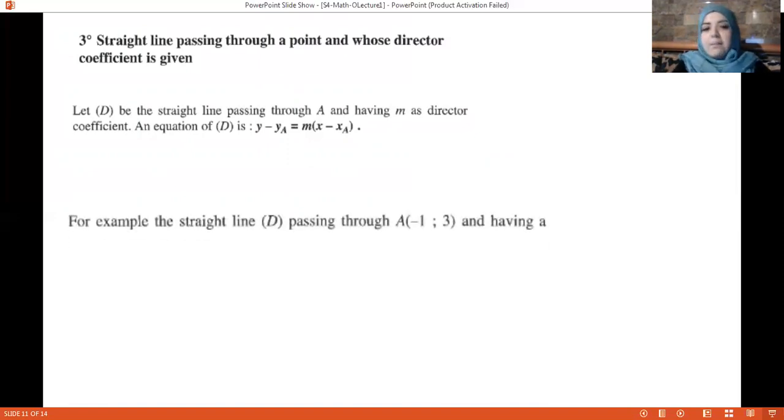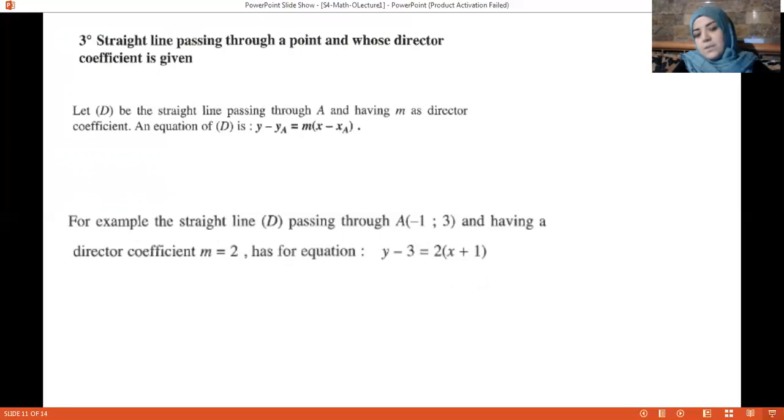Let us do a direct application. We have the straight line D that passes through the point A(minus 1, 3), and it has a directing coefficient m, or a slope, equal to 2. So you directly apply the rule y minus ya equals m, which is 2, into x minus xa, and that's the form y equals 2x plus 2 plus 3, or you bring everything to one side and you get the Cartesian form. So this form is the reduced form, and this form is the Cartesian form.